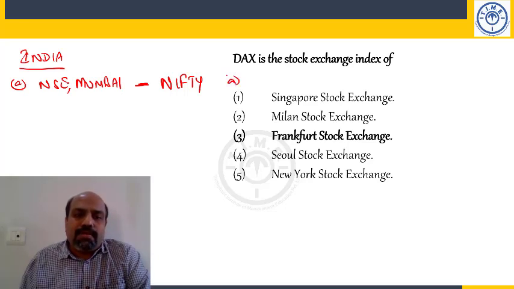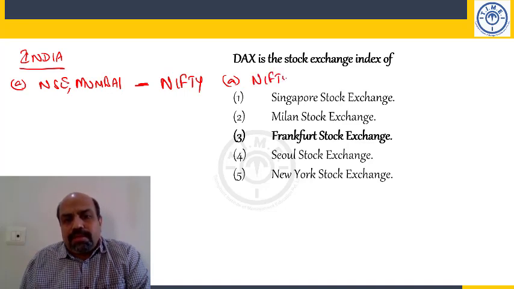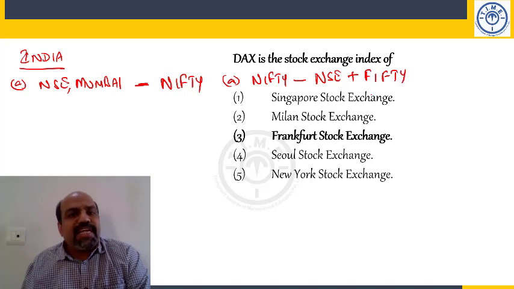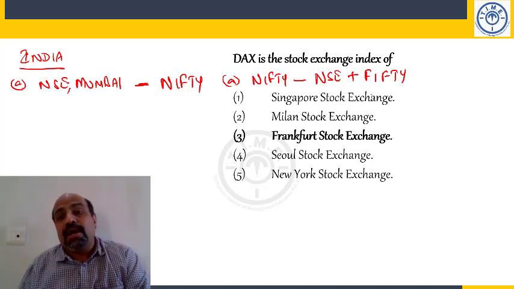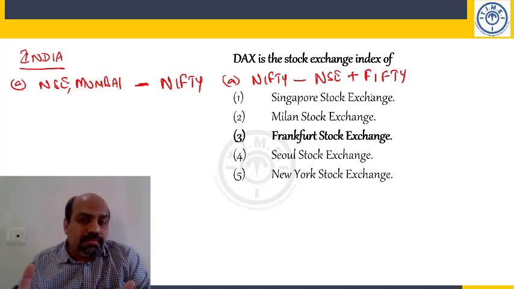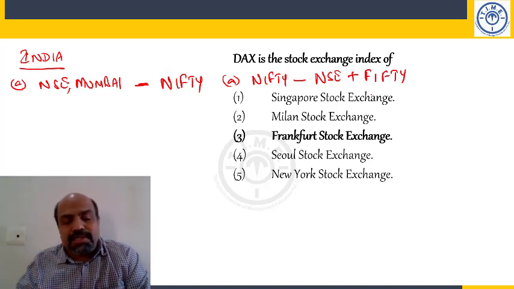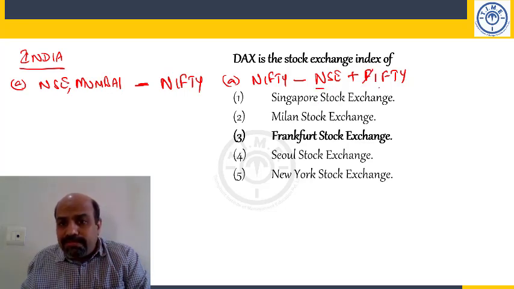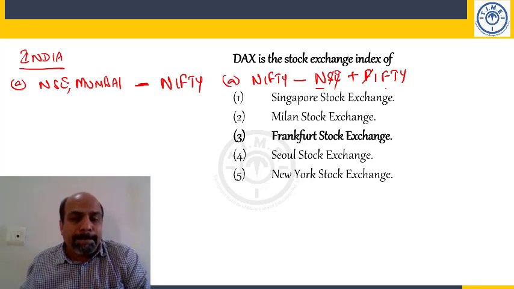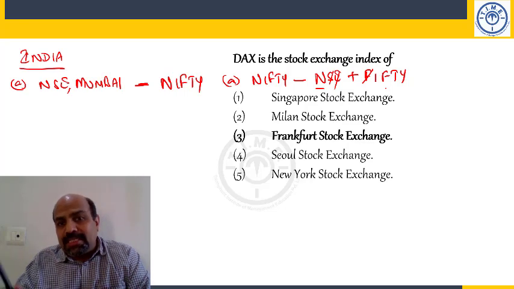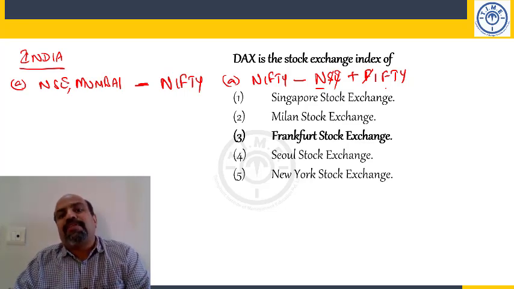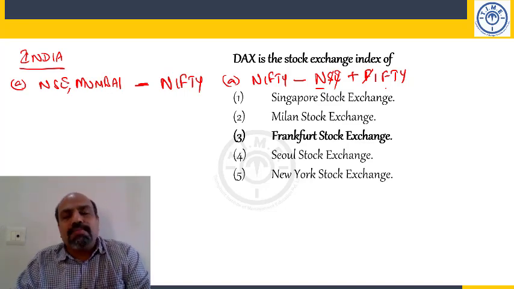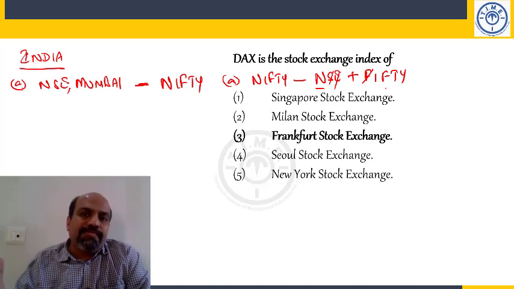Point one: Nifty comes from NSE plus 50. The weighted averages of 50 stocks, companies, shares are taken, and that's how the index is calculated, weighted averages. You look at this, NSE plus 50 is Nifty. That's how the name comes. To calculate the index at the Sensex at Bombay Stock Exchange, you have 30 stocks. So 30 stocks weighted averages is Sensex. But in the case of Nifty, that is National Stock Exchange's main index, it is 50 stocks.